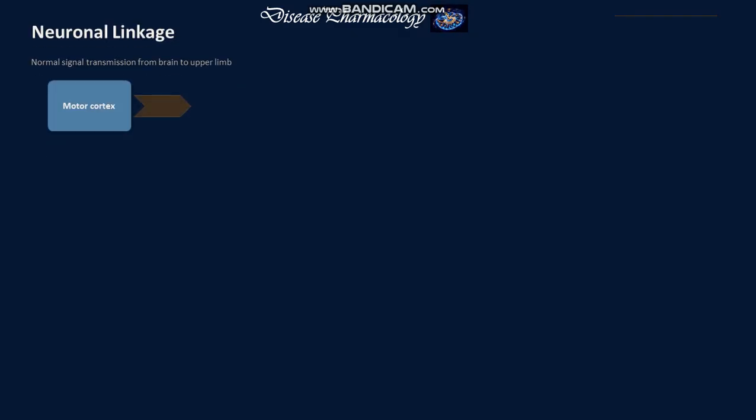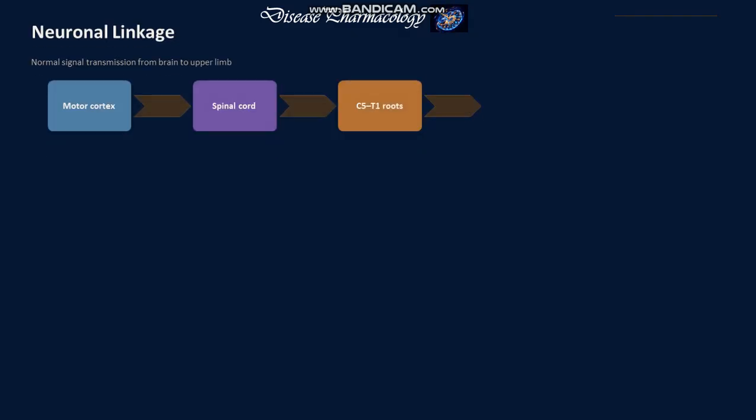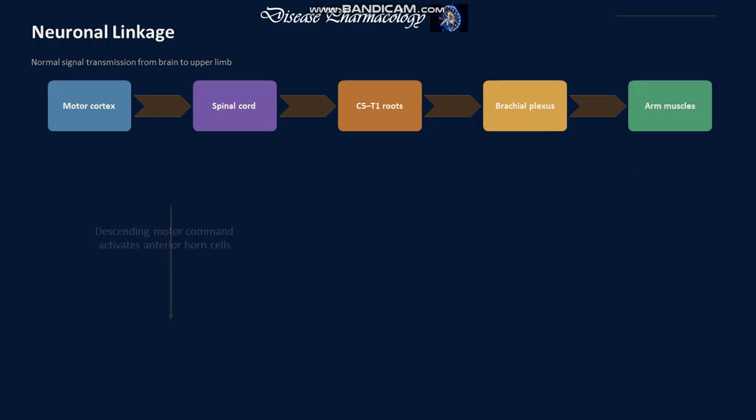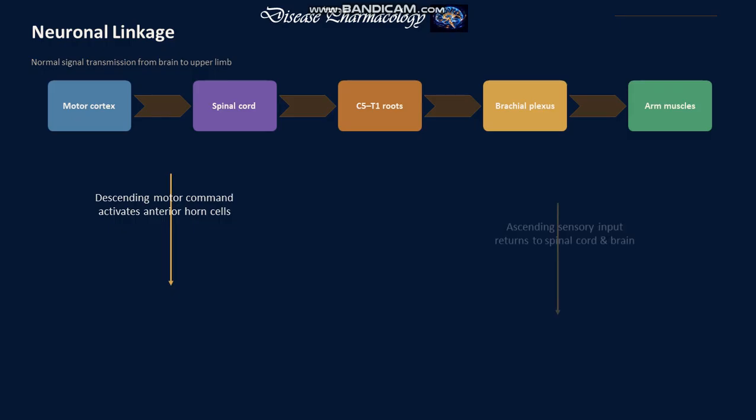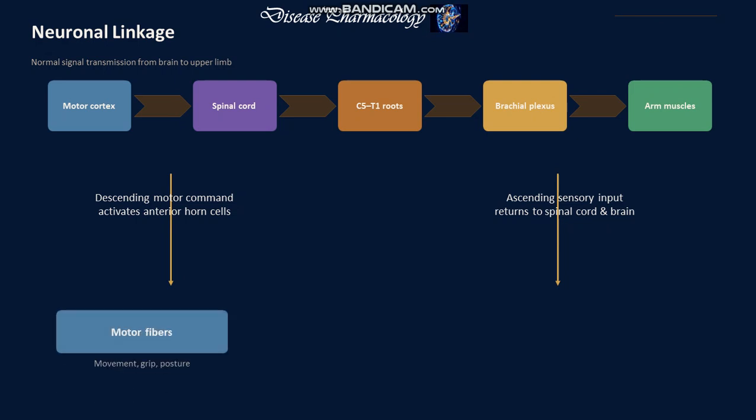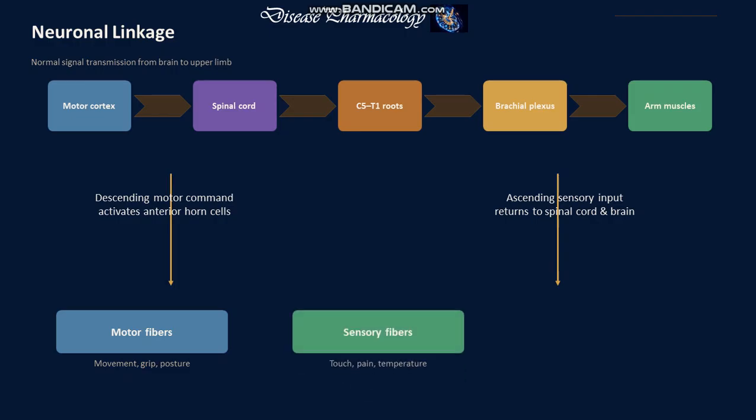Neuronal linkage: the motor cortex leads to the spinal cord and the brachial plexus roots, C5 to T1, then the brachial plexus, and the arm muscles. There are two roots. Descending motor command activates anterior horn cells, and ascending sensory input returns to the spinal cord and brain. These involve motor fibers, which cause movement, grip, posture; sensory fibers, touch, pain, temperature; and autonomic fibers, sweating and vessel tone.